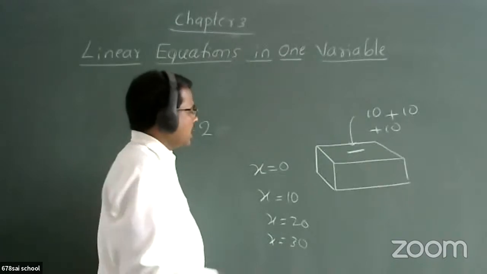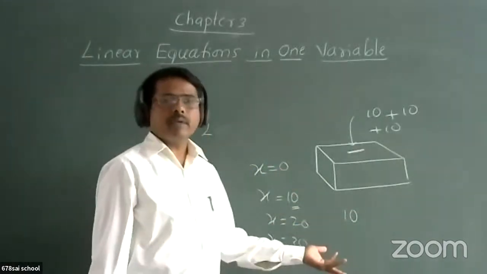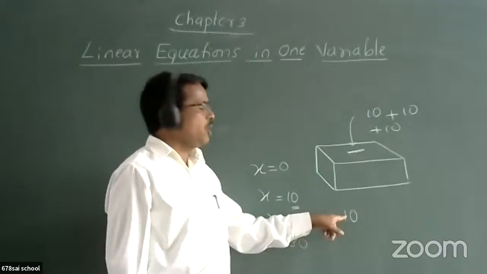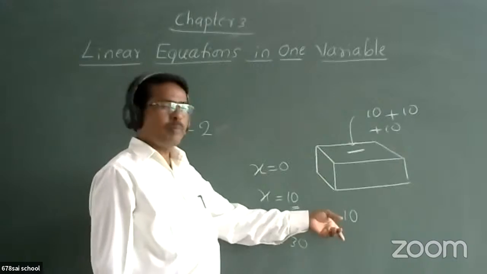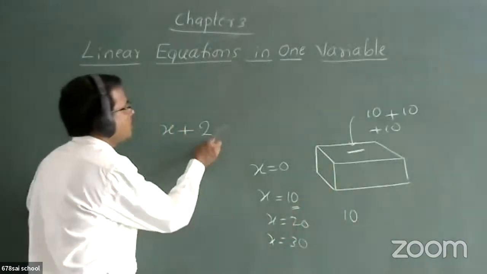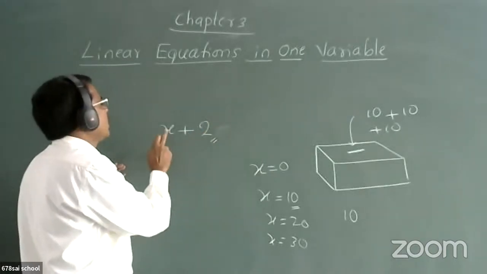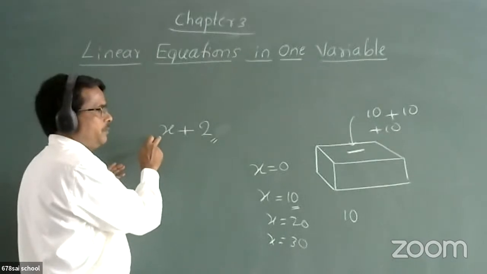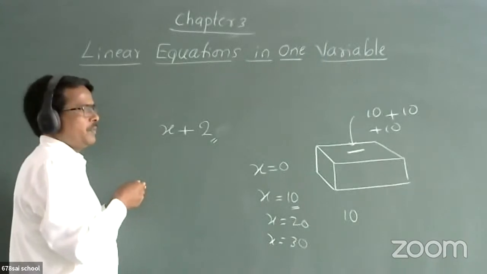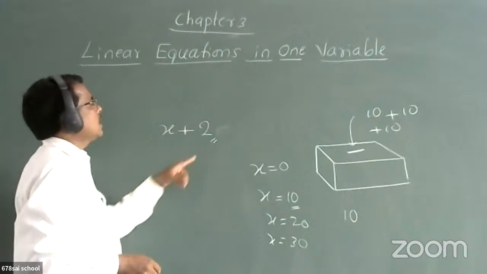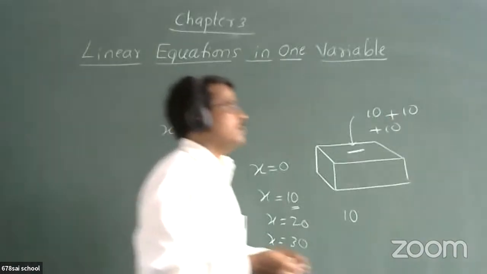And these 10 rupees remain 10 rupees only. You keep 10 rupees inside, its value will not change. The box value changes, but the 10 rupee value is 10 only. So the number 2 is 2 only. This is a constant, it will not change. This is a variable, it changes its value. The quantity which changes its value is a variable, and the one which does not change its value is a constant.